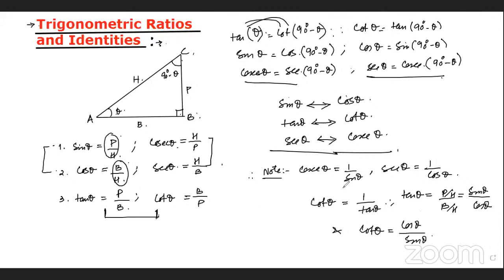So these are some of the fundamental identities that you can see from here. That is cosec theta is equal to 1 upon sine theta, sec theta is equal to 1 upon cos theta, cot theta is equal to 1 upon tan theta, and also tan theta is sine theta upon cos theta, and cot theta is cos theta upon sine theta.